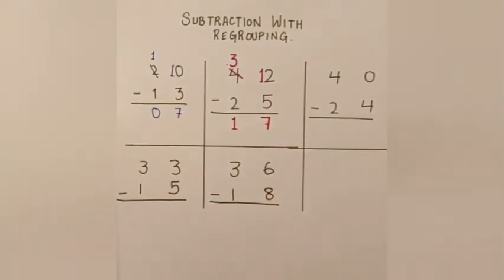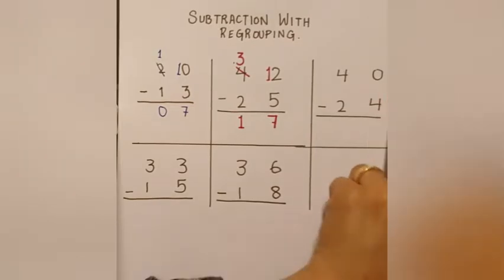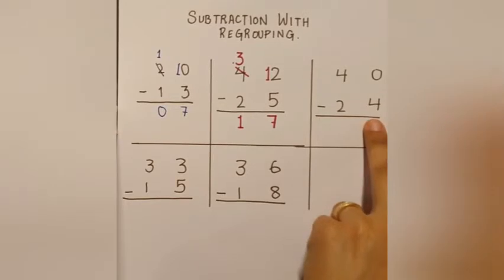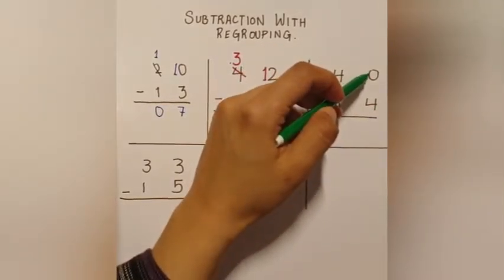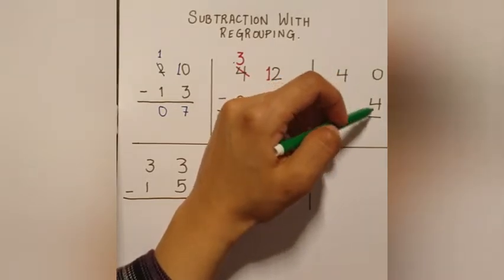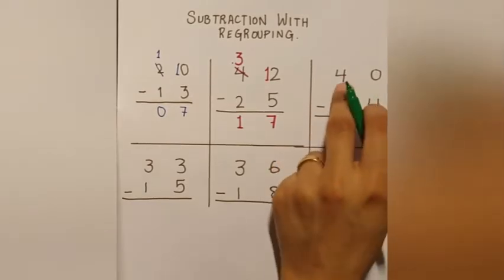Right, next question. 40 minus 24. I will look at the ones. I have a 0 on top, which is a small number. Obviously, I can't do it. So I am going to go to the neighbor.